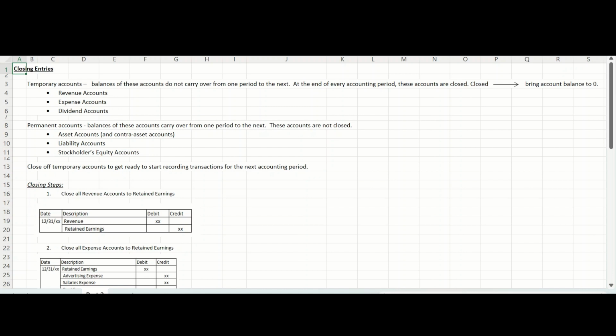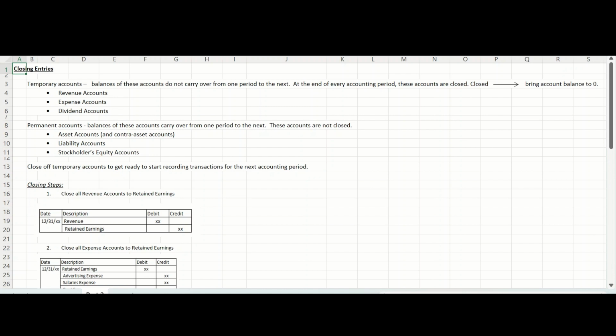Now, at the end of the accounting period, we've learned that there are certain accounts where balances of these accounts do not carry forward from one period to the next. So at the end of the accounting period, these accounts are closed, meaning we bring the account balance to zero. Closing accounts is the process of transferring from the temporary accounts, the accounts that will be closed at the end of each accounting period, to the retained earnings account.